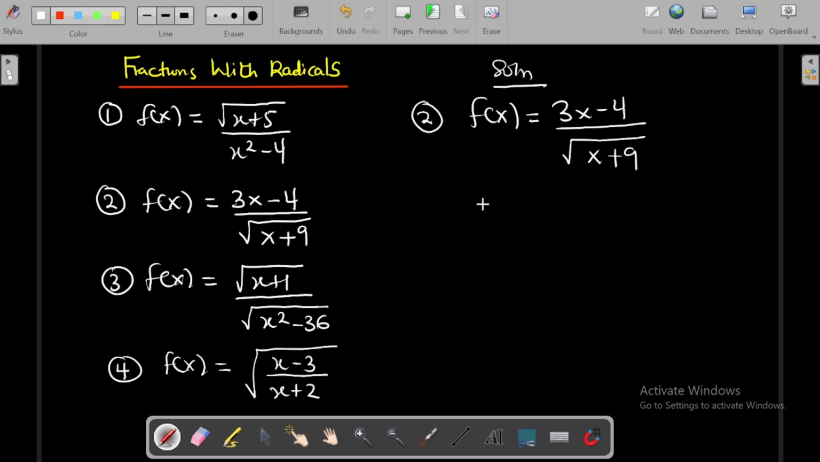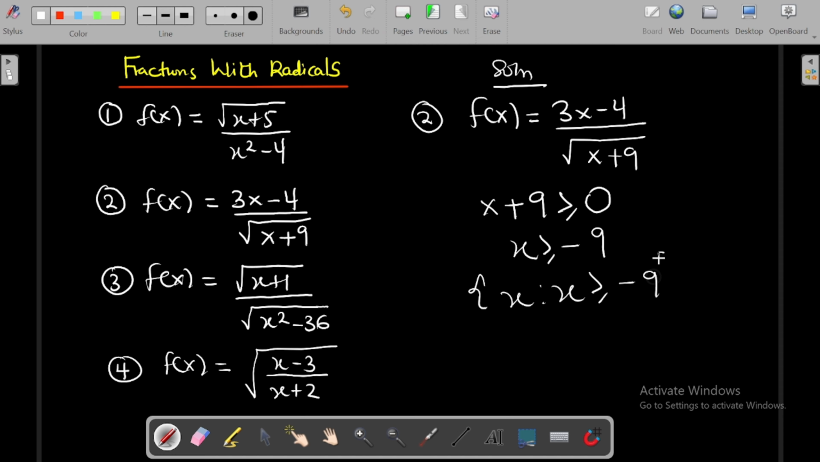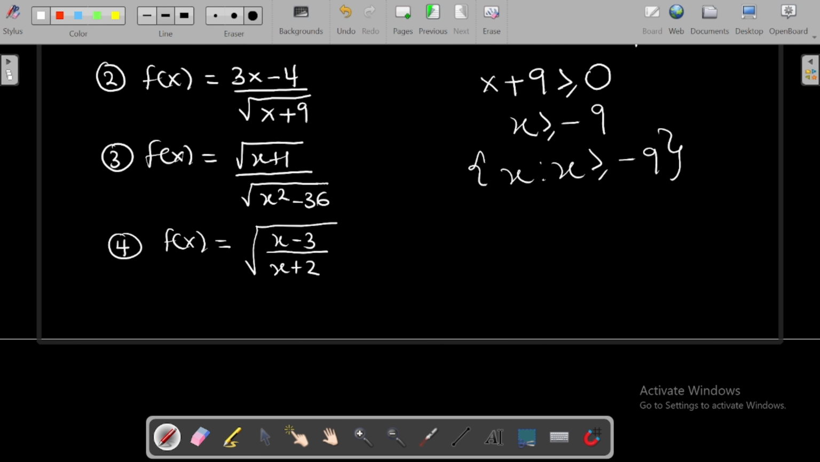So what we do is that we equate what is under the root to be greater than or equal to 0, because we don't want any negative number. And then from here you can see that x is greater than or equal to -9. So our domain is simple. X is such that x is greater than or equal to negative 9. Very simple. You can draw this on a number line.